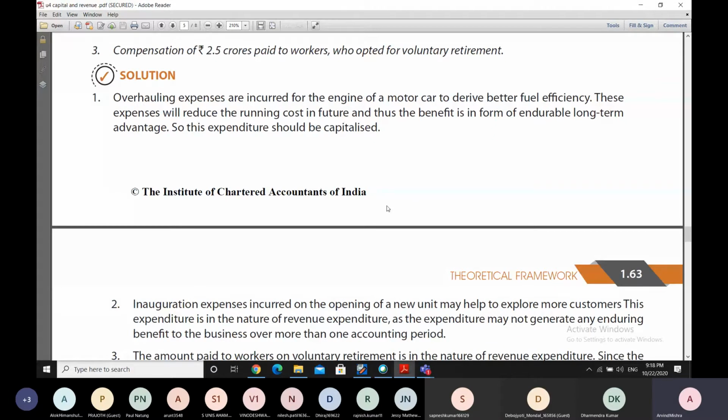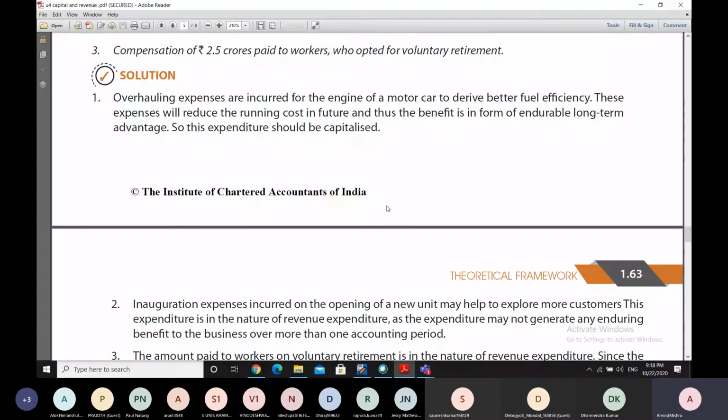Inauguration has been made of a new unit. The expenditure on the new unit is definitely capital in nature. But that doesn't mean that inauguration expenses made on the new unit will also be a capital expenditure, because inauguration expenses are part of the normal business activity of any business, and it is not going to lead to a direct enduring benefit in the future years.